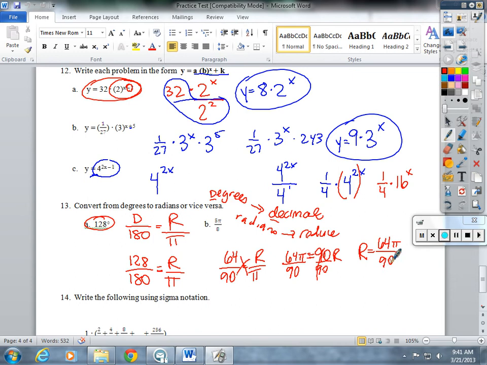Now we just have to determine, can that be reduced? Does 64 over 90 reduce to a simpler fraction? And you can use your calculator to do that, people. You don't have to necessarily think about it, do it by hand. But in this particular case, they're both divisible by 2, which means the best answer here is going to be 32 pi over 45. And we would prefer that for now over decimals. Okay? Now I'm going to erase that to do the next one here because I need some room to write.